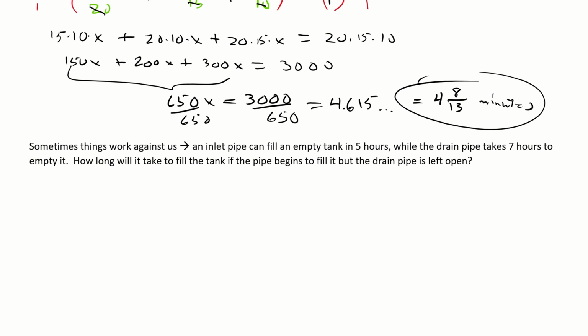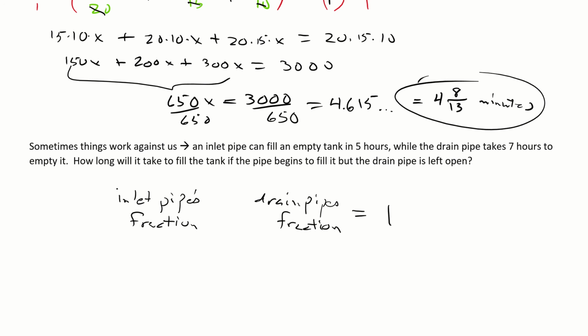So it goes something like this. The inlet pipe's fraction. Then there's the drain pipe's fraction, and we're still trying to get to 1. Here's the rub. You ready? Since the drain is taking stuff away, the inlet pipe adds a fraction towards the tank, but then the drain takes it away, and we subtract. We subtract because someone left the drain open.